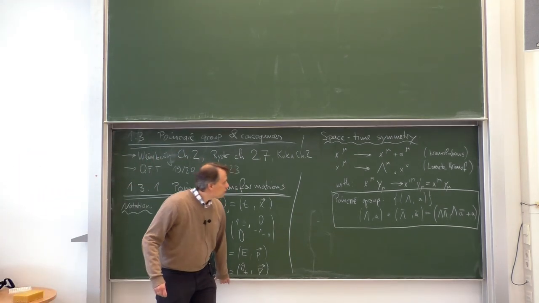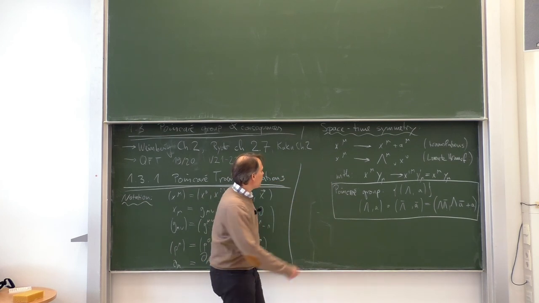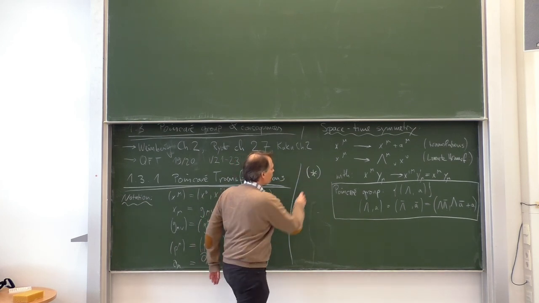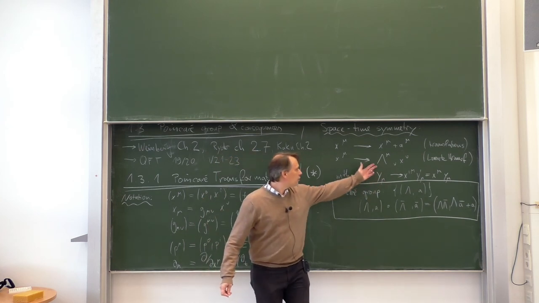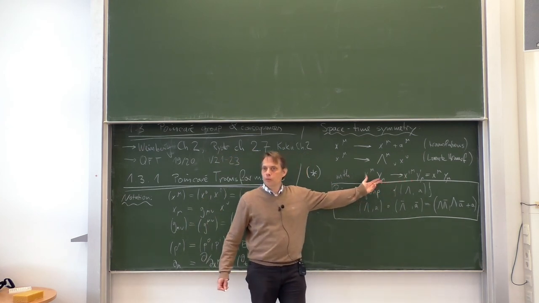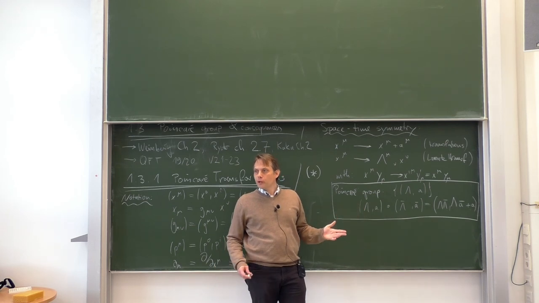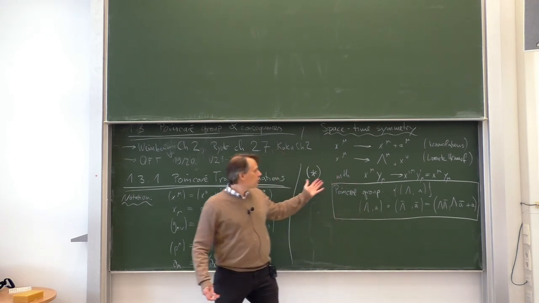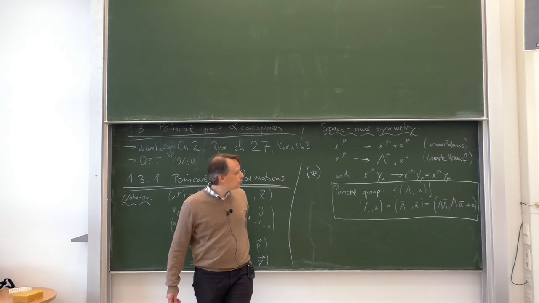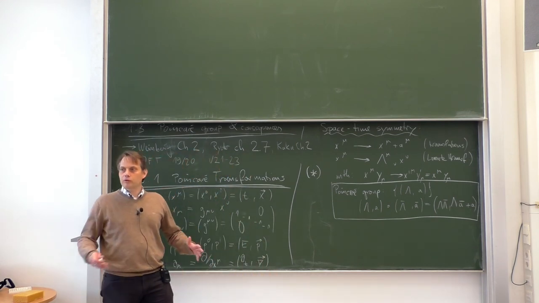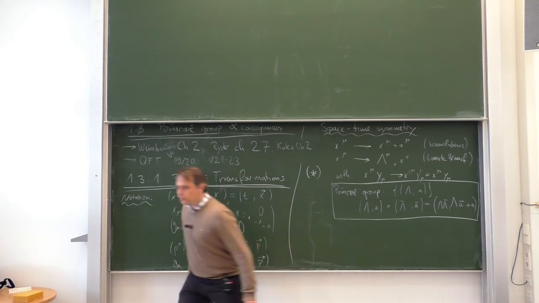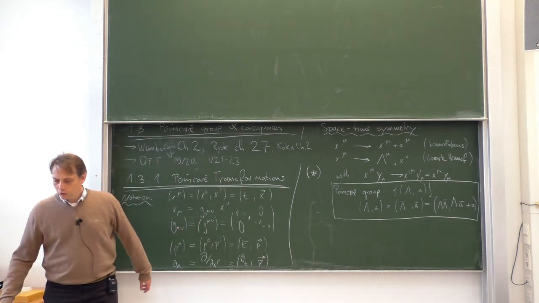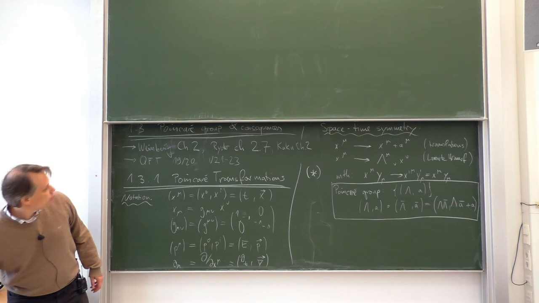Let us now briefly come back to this requirement here. Let's call it star for the Lorentz transformations. Any matrix lambda which satisfies this for all x and y is called a Lorentz transformation. Let's rewrite this requirement in a more direct form, such that you can easily read off whether a matrix is a Lorentz transformation or not. So maybe let me do it on the blackboard.